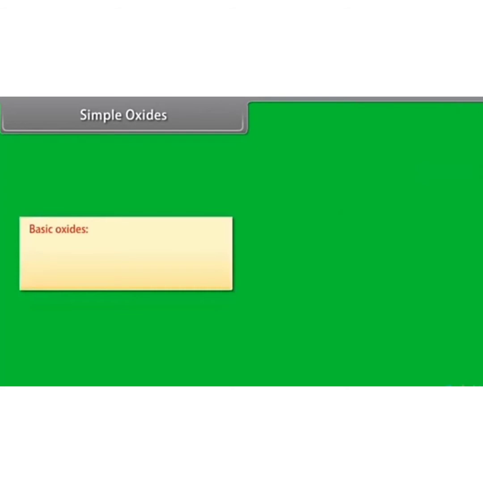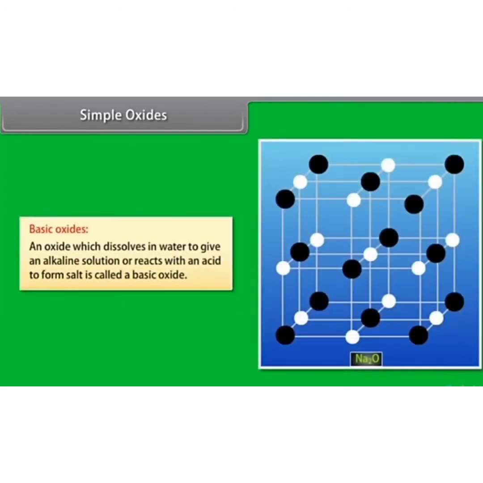Basic oxides. An oxide which dissolves in water to give an alkaline solution or reacts with an acid to form salt is called a basic oxide. For example, Na2O, K2O, MgO, and CaO.